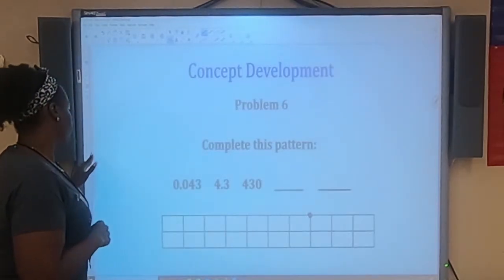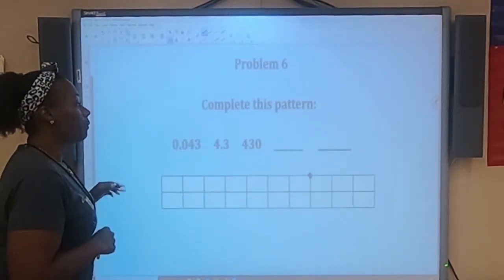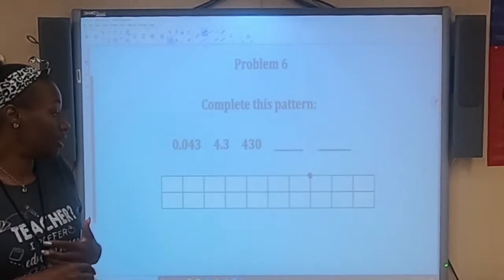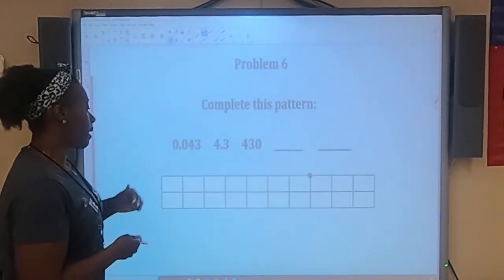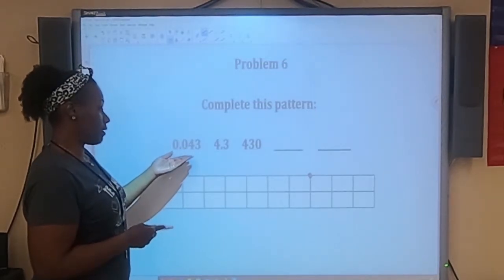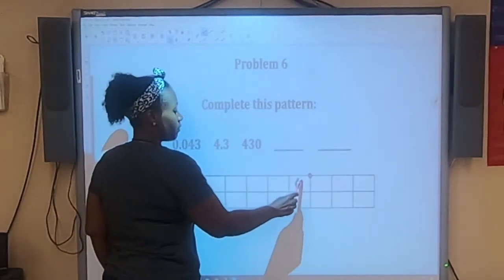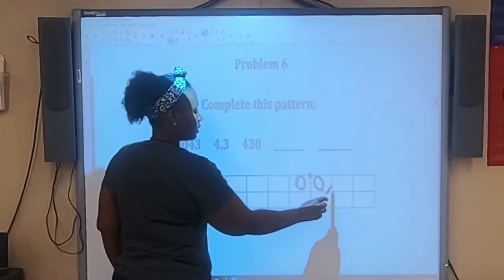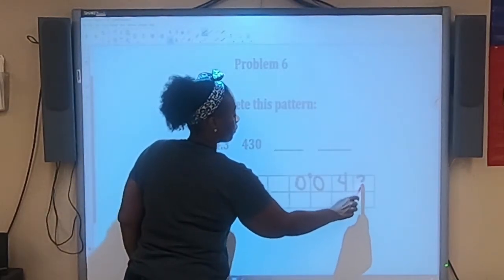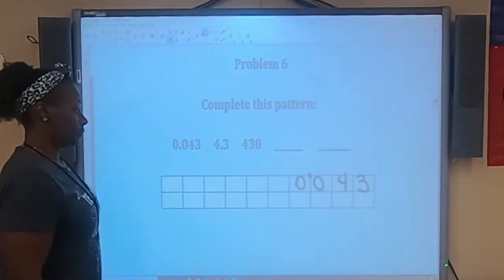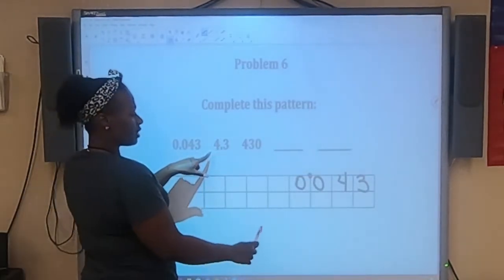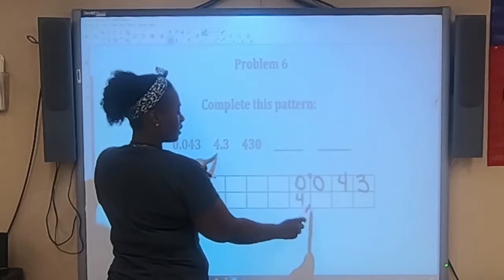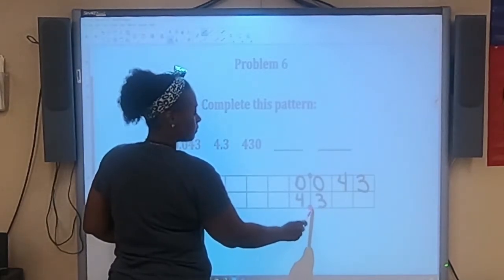Now we have a pattern to complete. I'm going to use this place value chart to help me figure out my pattern. So I'm going to start by putting this number in my chart. So I got 0 ones, 0 tenths, 4 hundredths, 3 thousandths. Okay. Notice we moved to now the 4 is in the ones place and the 3 is in the tenths.